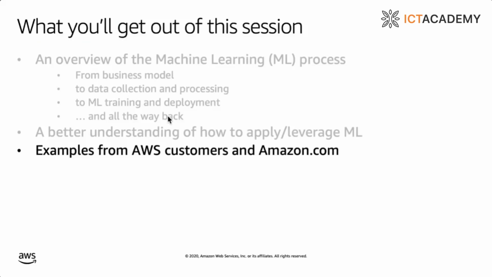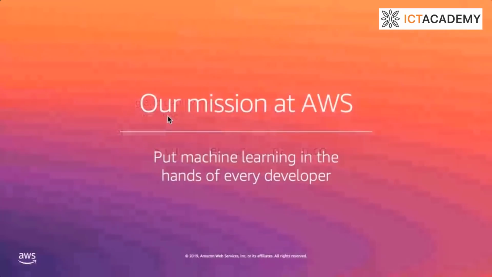Okay, now what is our mission? There has to be a reason. Just because we are providing the product doesn't mean it really makes sense. Unless you really feel at heart and strongly believe in something, you will not be able to do it well. So at AWS, our mission is to put machine learning in the hands of every developer.